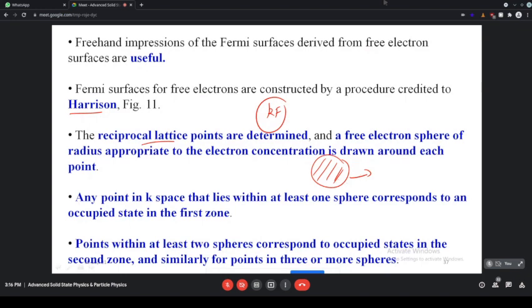Okay, and for this Fermi surface, suppose this is the Brillouin zone, it is possible that this is completely occupied within the first Brillouin zone, or it can even cross the first Brillouin zone and go into the second Brillouin zone, third Brillouin zone, and so on.